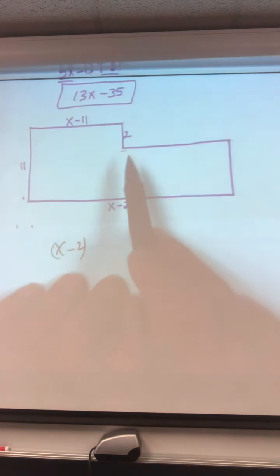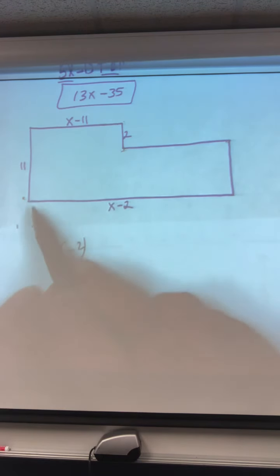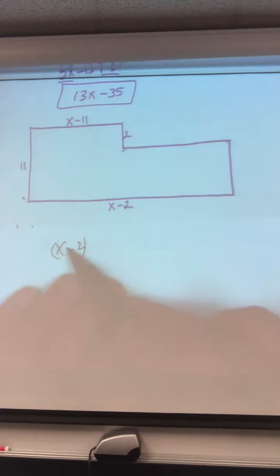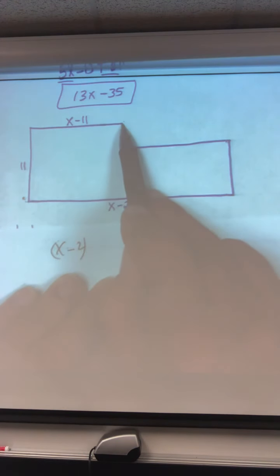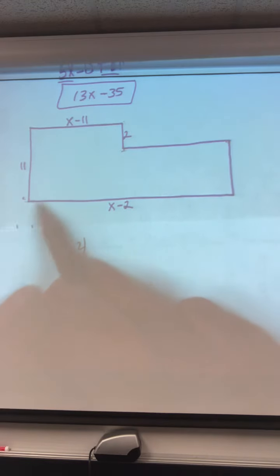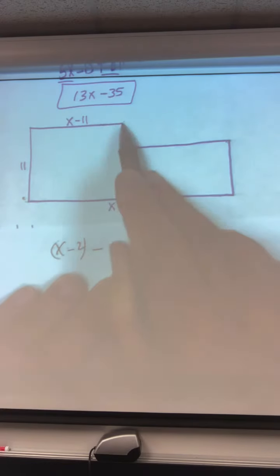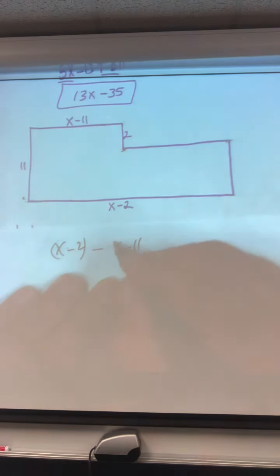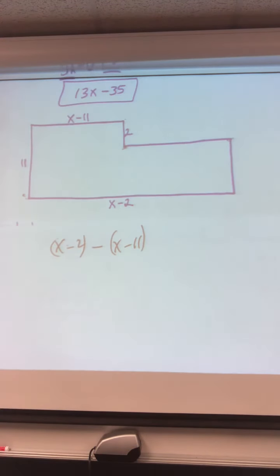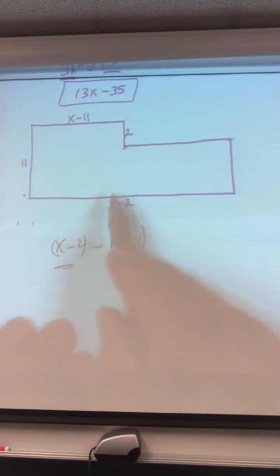I need to know how far it is from here to here. I don't know, but I know from here all the way across is x minus 2. From here to right there is x minus 11. That's part of the way. We need to know what the rest of the way is. So here's what you do: you take the total distance and subtract off this part, and that will give you what's left. It's very important that you put this in parentheses since it's two terms. So it's the entire full side minus that piece.